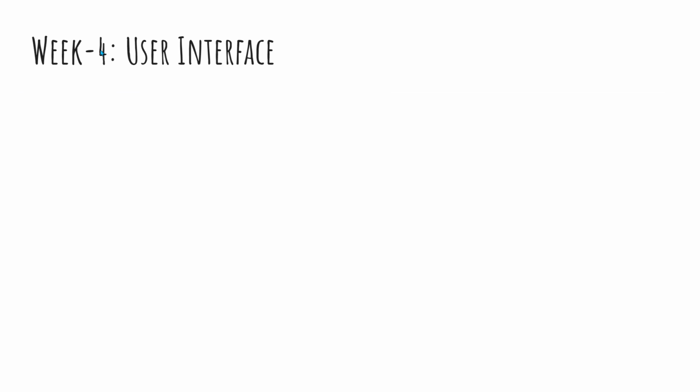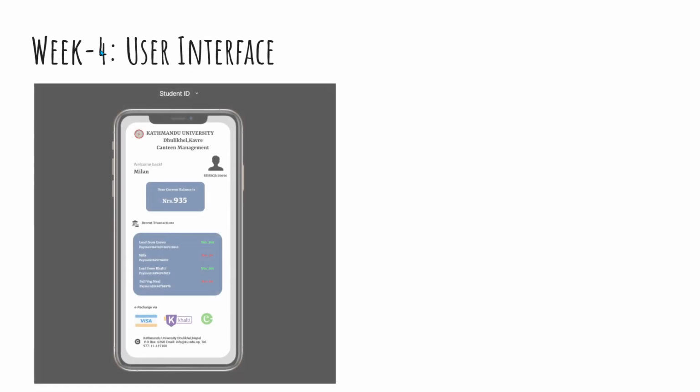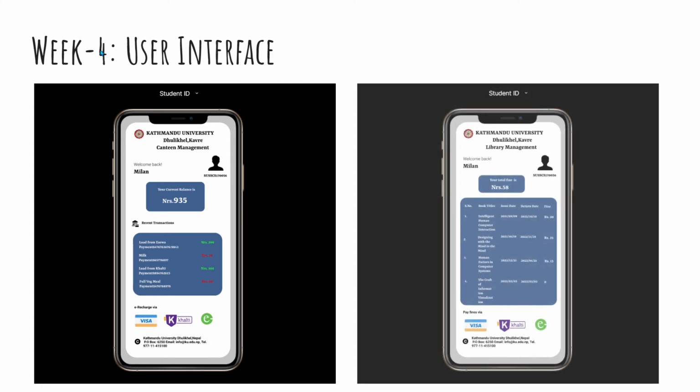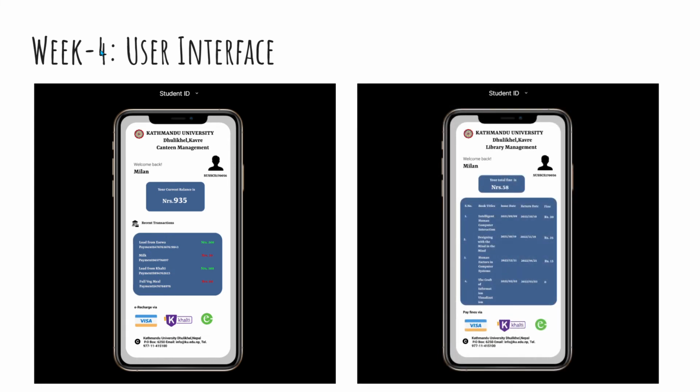In this slide, the first image, that is canteen management page, displays the user that's logged in, the current balance, the recent transactions, and options to pay through Visa, Khalti, and eSewa. The second image is the library management page, where it displays the user logged in, total fines, issued and returned books with book names and its fines. The option to pay via eSewa, Khalti, and Visa is displayed at the bottom.